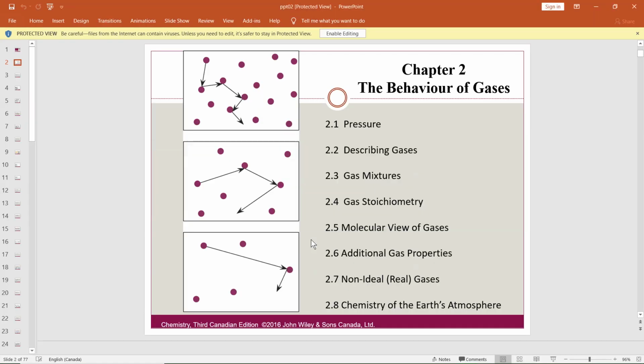We are going to be looking at Chapter 2 for the next few lectures. And this is gas law. So this is more grade 11 chemistry, review, and expansion.